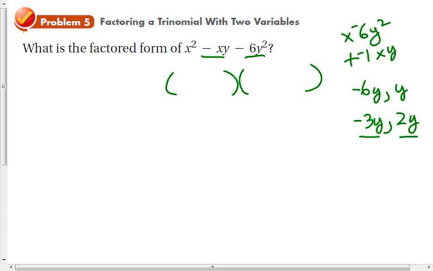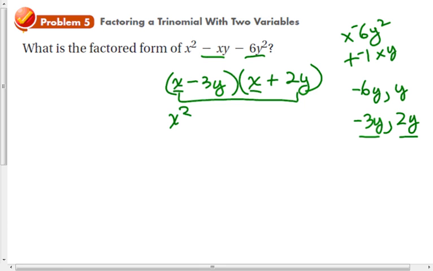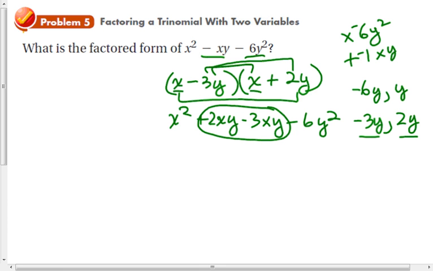So I'm going to write x minus 3y, and I'm going to write x plus 2y, and then I'm just going to check that. X times x is x squared. X times 2y is 2xy. Negative 3y times x is negative 3xy. And the last two, negative 3 times positive 2, is negative 6y squared. And these two add up to negative 1xy, so that works. All right, you try that.